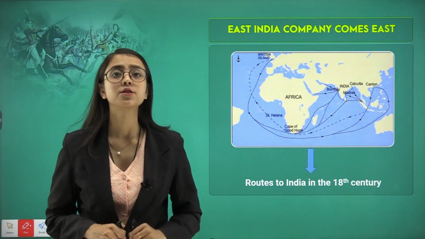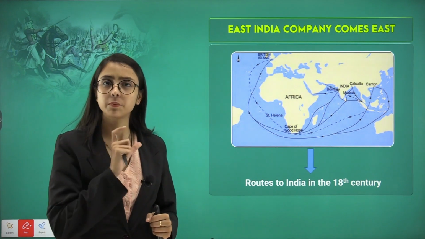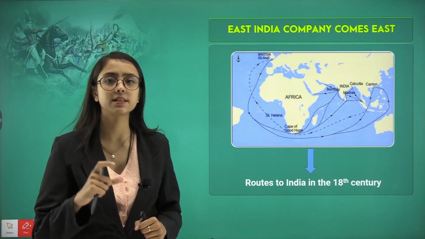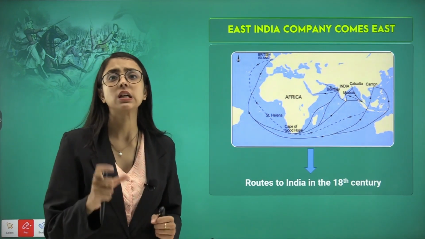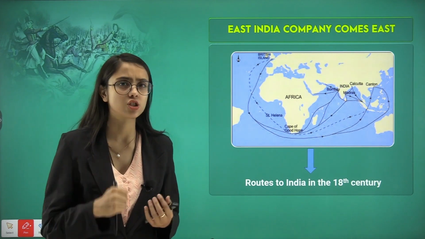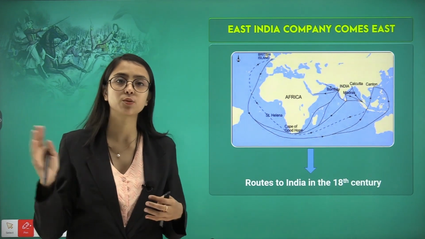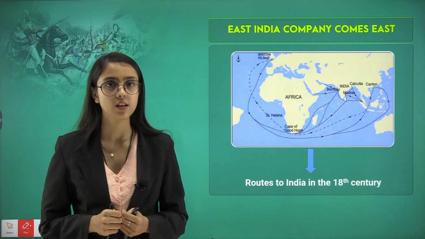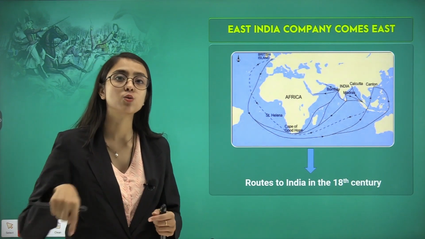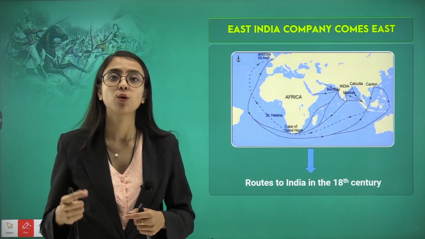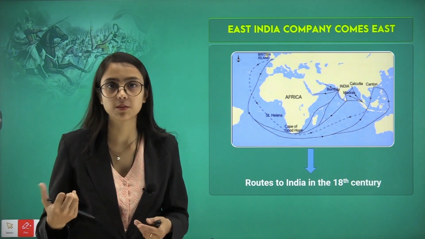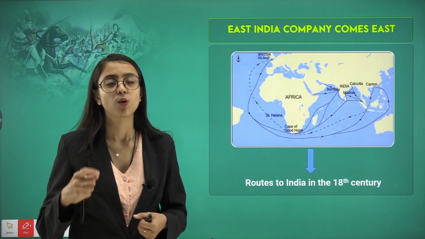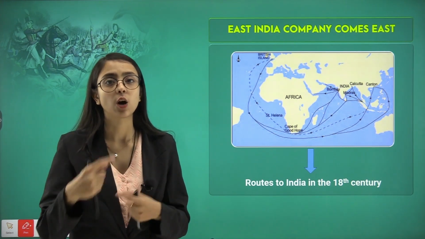So, now let's talk about how this East India Company came to the east, came to India. How did they reach India? Earlier there were no planes that you can take a plane and go anywhere, right? So, they had to discover the route to India on their own. There were no maps, there was no Google Maps at that time, right? So, what was the discovery and how did they reach India?